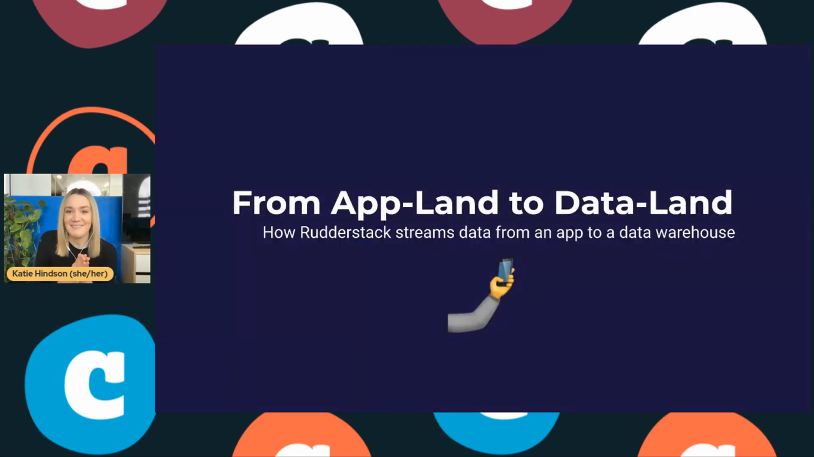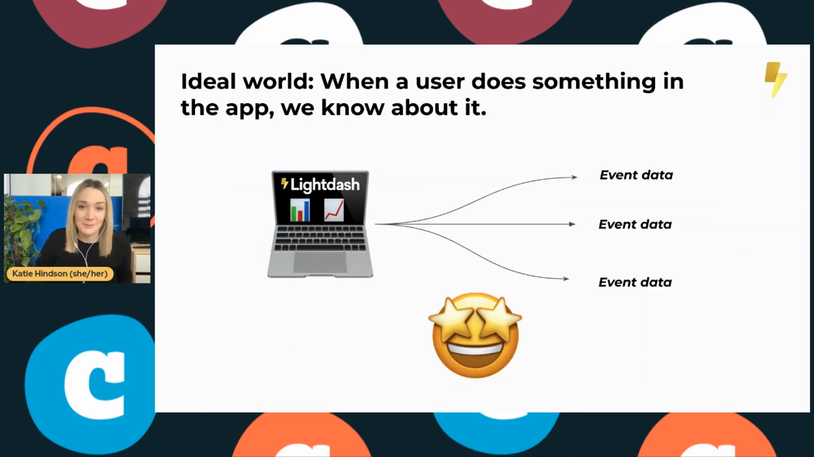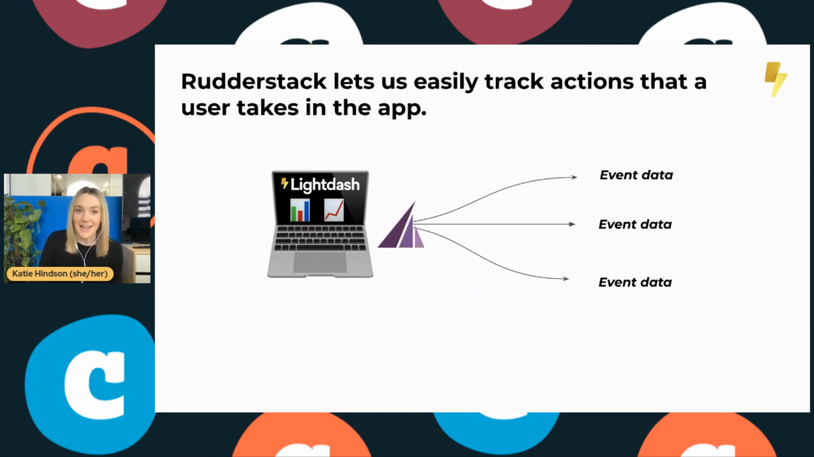So let's kick it off by talking about how we stream raw data into our data warehouse using RudderStack, or as it's more friendly known, from appland to dataland. In an ideal world, when a user does something in the app, you know about it. So if a user interacts with something in the app, we've built our features so that they actually spit out messages that log information about what the user is doing. And RudderStack is an app that actually lets us do this.